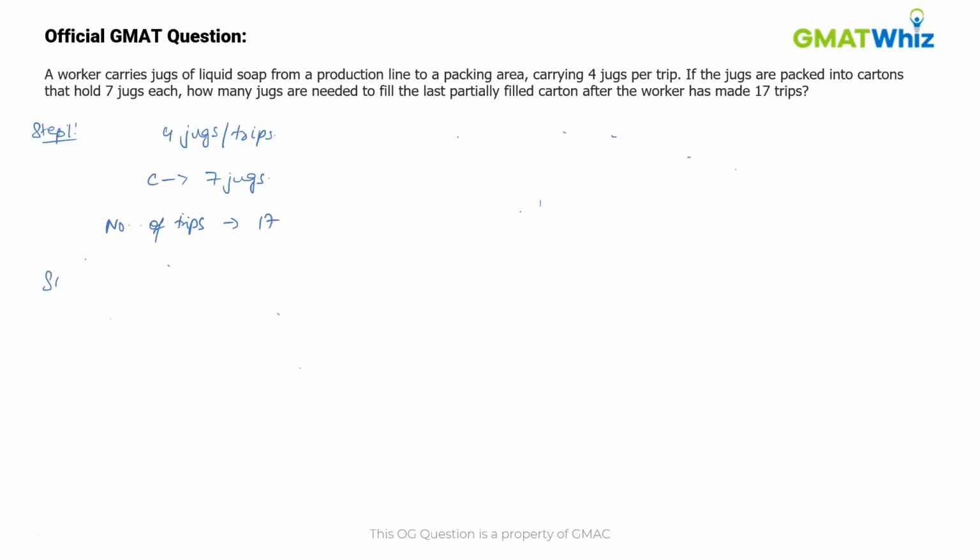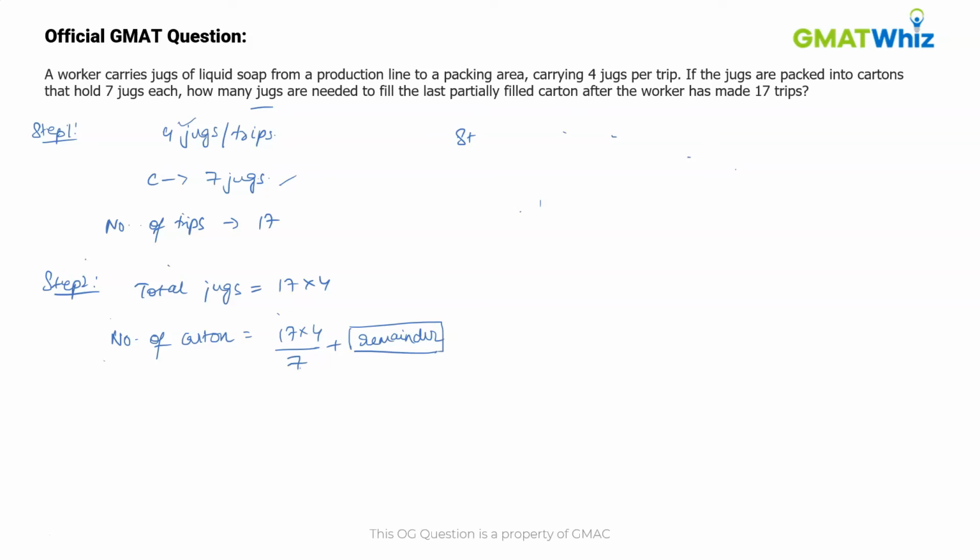We move on to step 2, which is understanding how to solve the question. Now the total number of jugs that he has already carried will be equal to 17 multiplied by 4, since he has already made 17 trips, and in each trip he carries 4 jugs. And we have to keep in mind that one carton contains 7 jugs. So the number of cartons that is already filled will be equal to 17 multiplied by 4 divided by 7, and then we will also get a remainder. Now we have to look out for the remainder, because this will help us determine the number of jugs that are needed to fill the last partially filled carton.